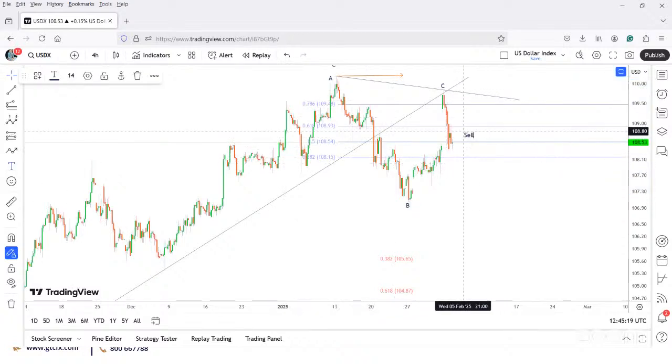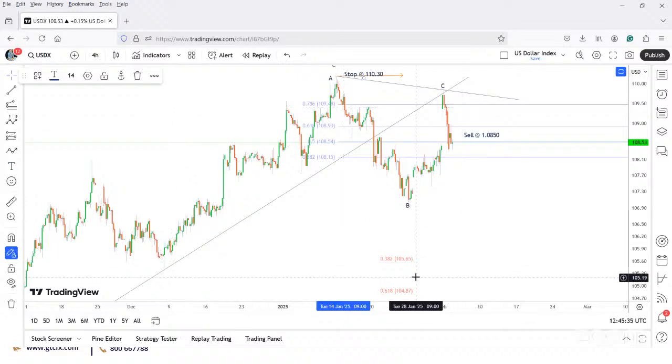Potential sell around 1.0850. The stop loss at 1.10, just above A, and the targets are flashing lower. The first target is 1.0560.